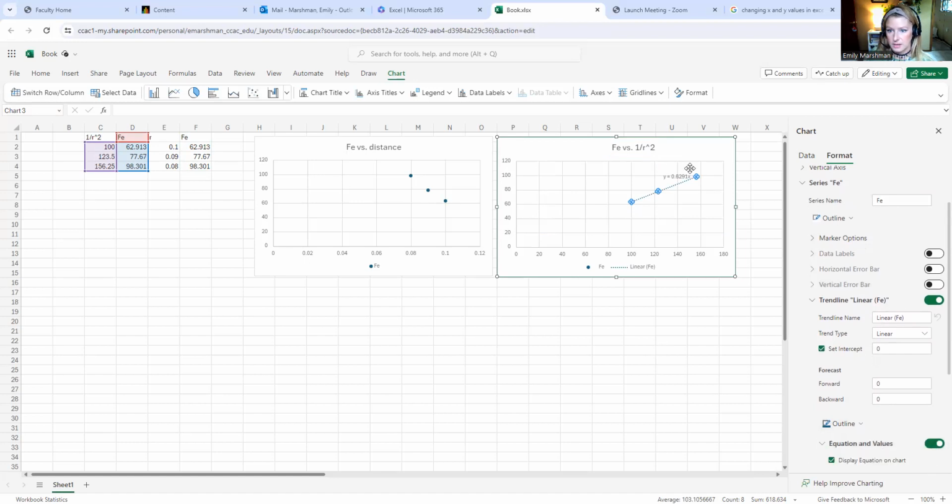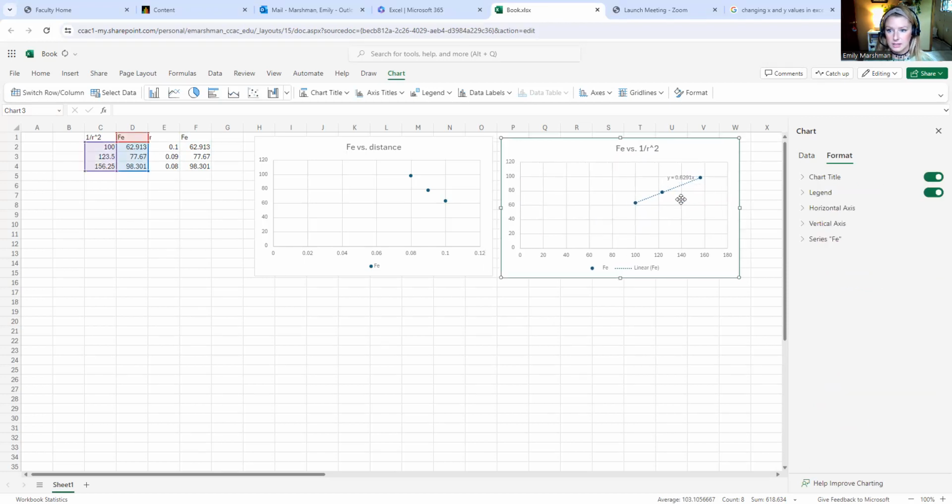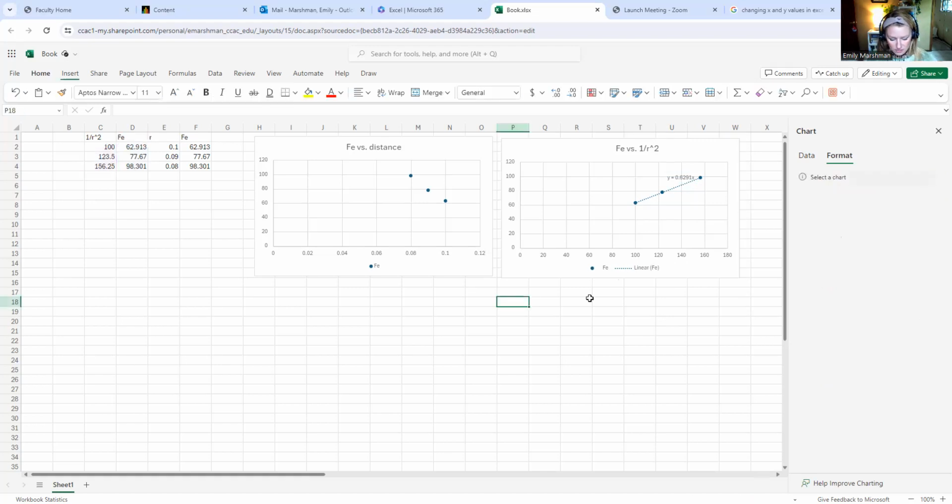The other thing that we want to do is put the equation of the line on the graph. So the equation of this line is y equals 0.6291x. All right, so what does that mean? We all remember y equals mx plus b, right? In this case, b is equal to 0, the y-intercept is 0, so I'm just going to take it off.